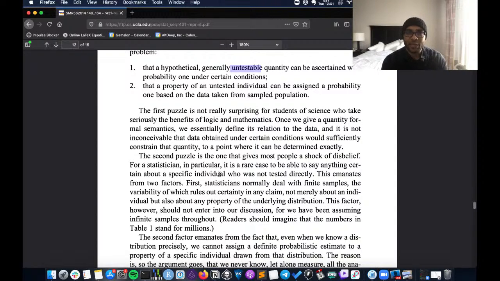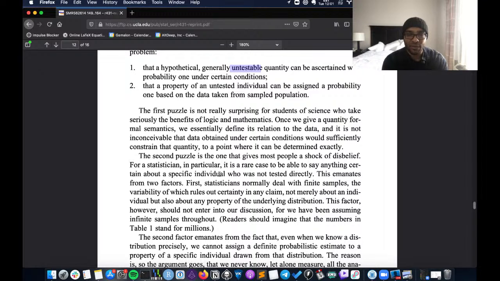So this is the idea that we're getting some data from a sample population, and then for a given individual, we get some kind of 100% probability, which in statistics, you take a sample, you get 100% of anything, you start to get suspicious. So the second puzzle is one that gives most people a shock of disbelief. For a statistician in particular, it is a rare case to be able to say anything certain about a specific individual who is not tested directly. This emanates from 2 factors.